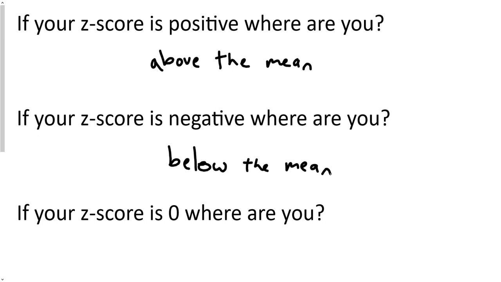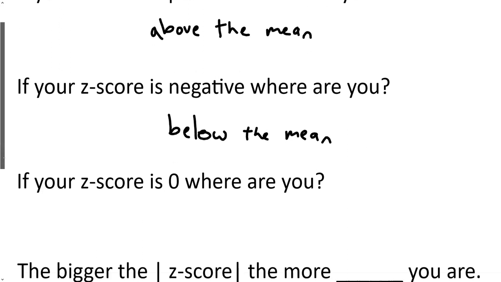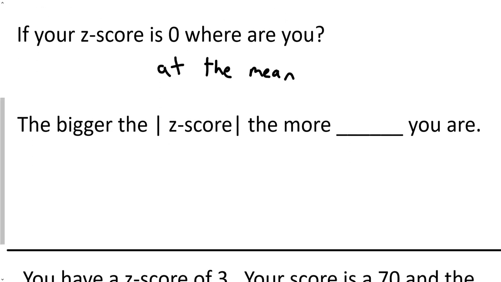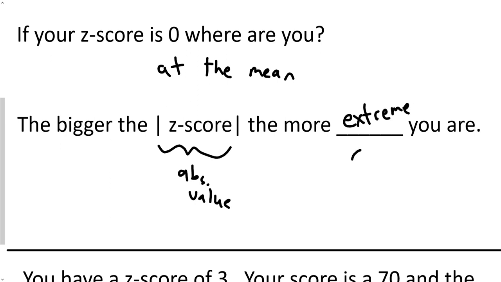So it does have value to know if it's negative or positive. If your z-score is 0, where are you? At the mean. You're not above or below it, so you're at the mean. And finally, the bigger the z-score, this is absolute value, by the way, I got those 2 bars around it. So the bigger the z-score, the absolute value of the z-score, the farther from the mean you are. So the more extreme we're looking for. Farther from the mean.